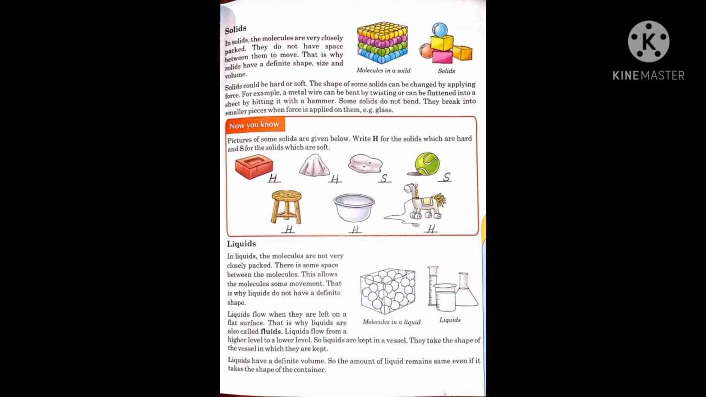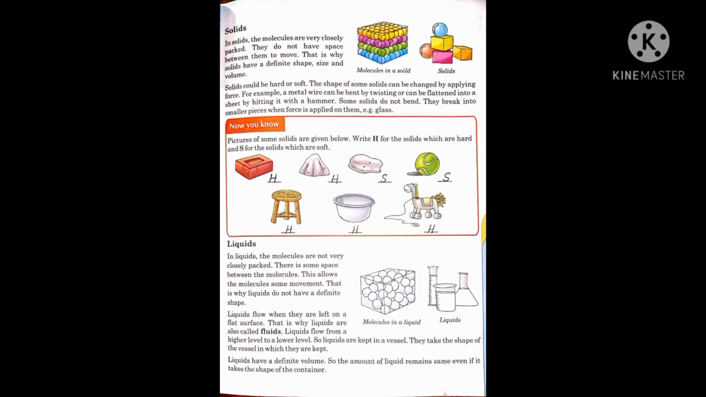Solids. In solids, the molecules are very closely packed. They do not have space between them to move. That is why solids have a definite shape, size and volume. Solids could be hard or soft. The shape of some solids can be changed by applying force. For example, a metal wire can be bent by twisting or can be flattened into a sheet by hitting it with a hammer. Some solids do not bend. They break into smaller pieces when force is applied on them.